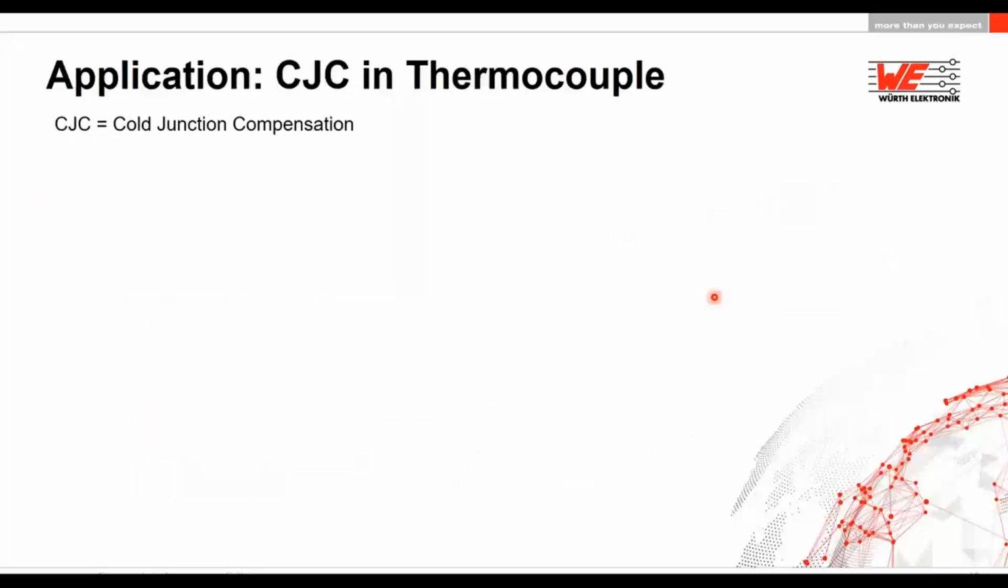Let's move forward to some of the applications in industry where temperature sensors can be used. The very first is the cold junction compensation in the thermocouple. As mentioned previously, the thermocouple uses two different metals connected together, and the cold junction is the reference temperature with respect to which the target temperature is measured.